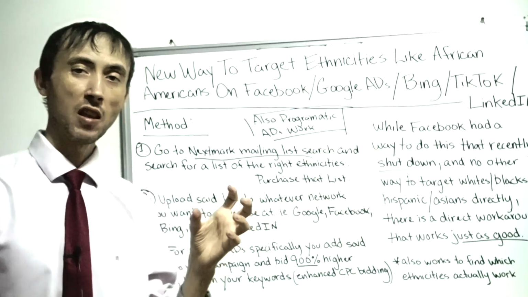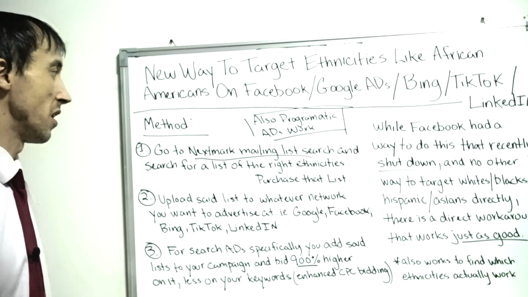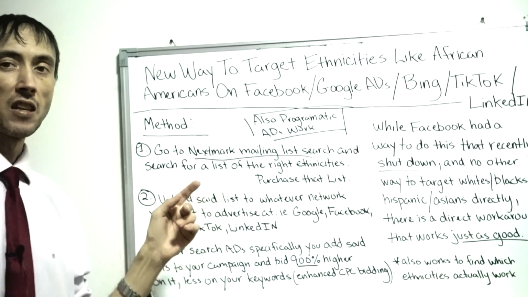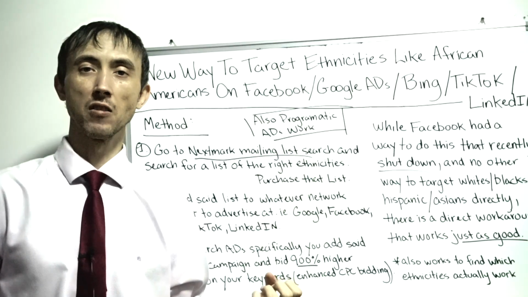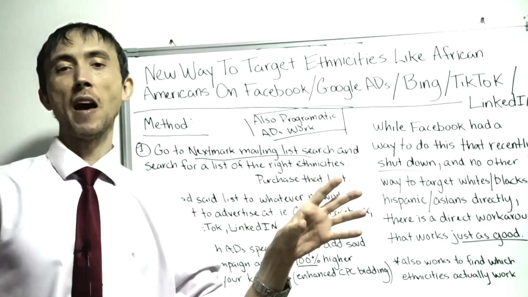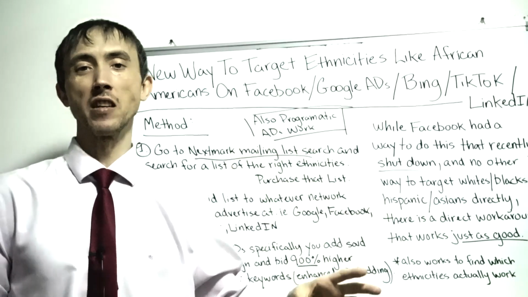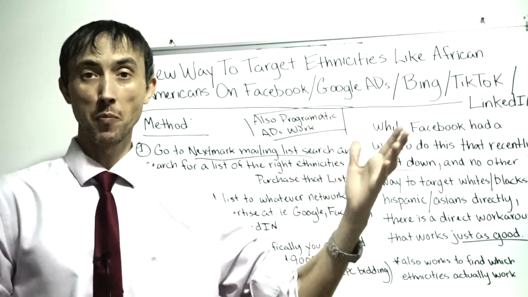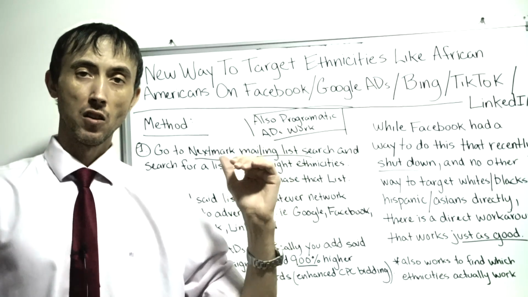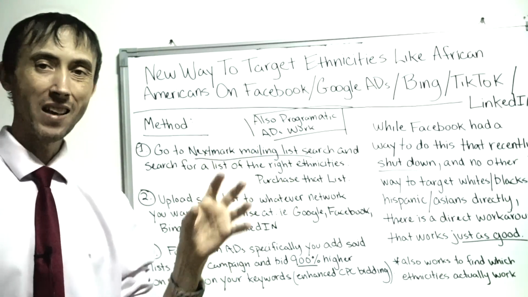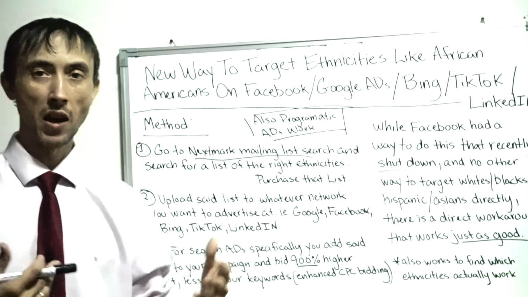So as it comes to this, you can probably see where I'm going here. Nextmark has a list of African Americans. They don't just say, here's a list of African Americans though. It'll be like, list of African Americans who have DSL internet. Well, that basically serves the same purpose of allowing you to have a list of people that's just African American to market to. So you can get that list from them, purchase it or rent it.